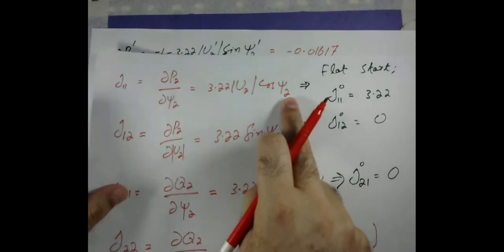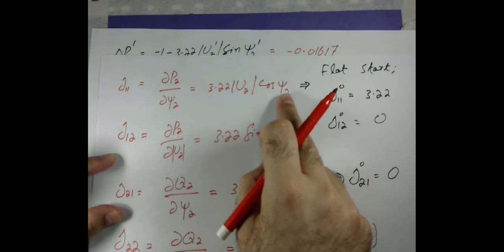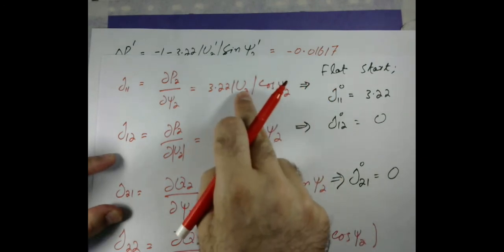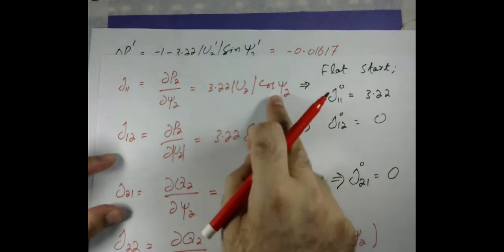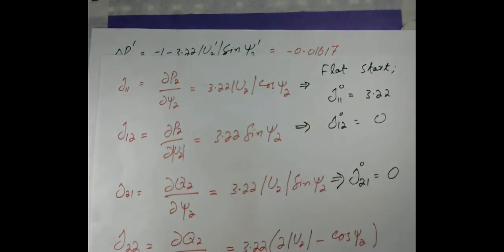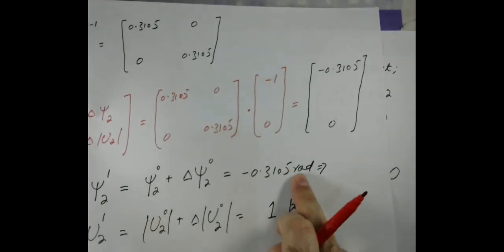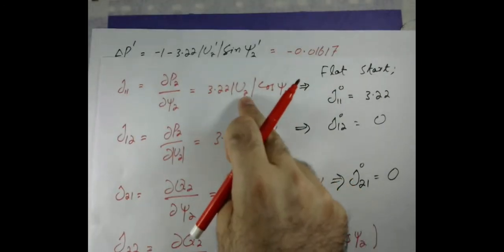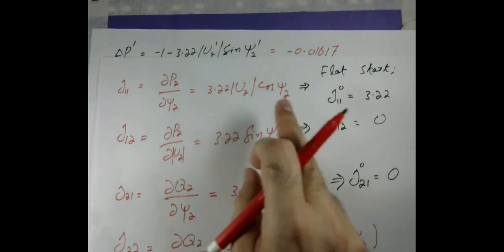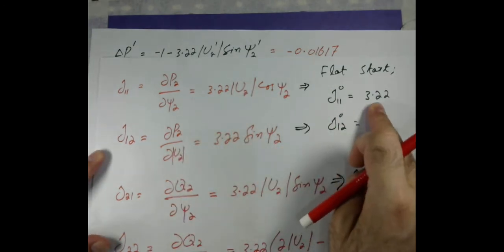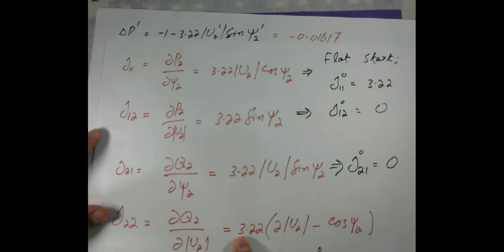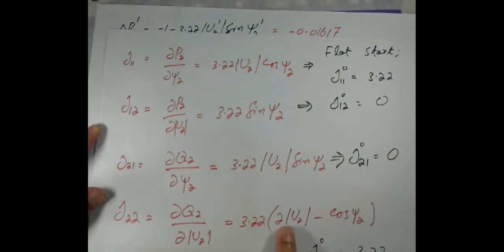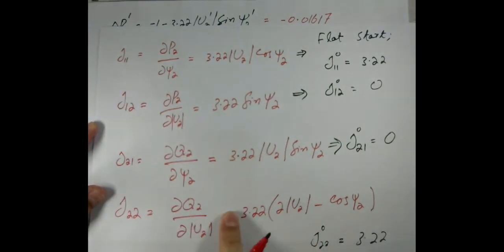In the flat start, the angle was assumed to be 0, and we assumed the voltage to be 1. But now psi 2 is no more 0, it has a value of minus 0.3105 radian, and the voltage is still 1. So now, putting in the angle and taking the voltage as 1, we will not get 3.22 anymore. Similar is the case for all the elements of the Jacobian matrix.